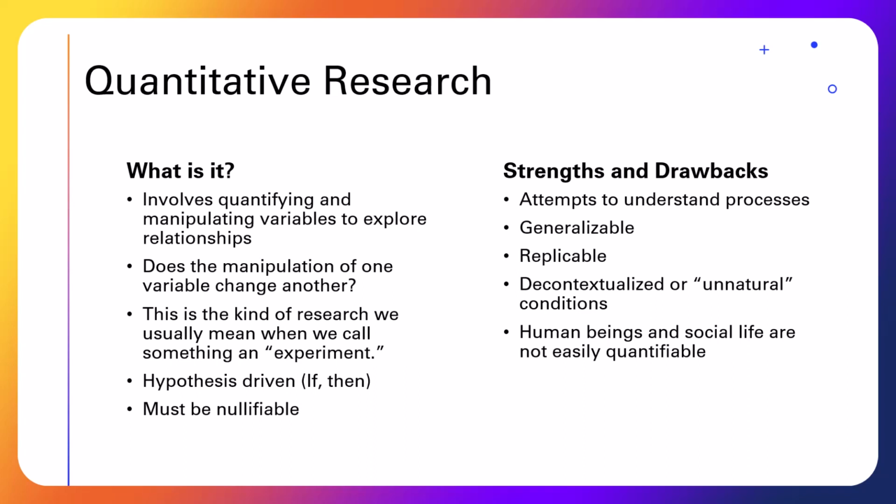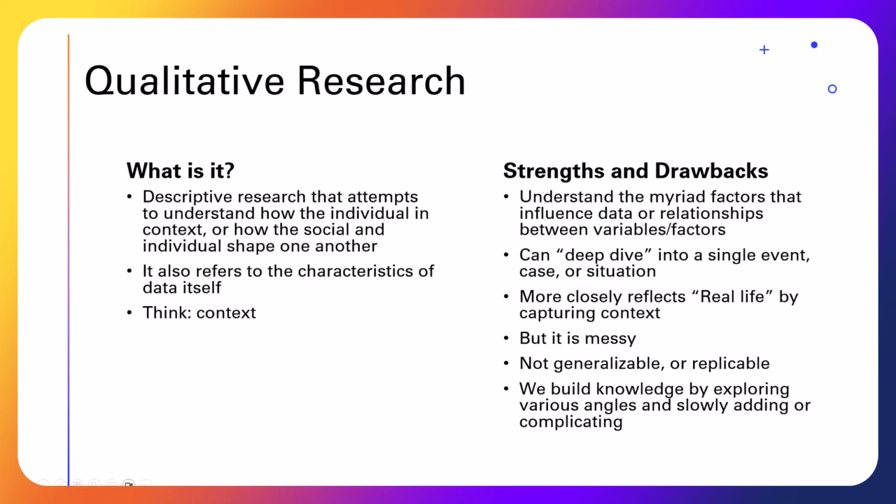One of the drawbacks of quantitative research is that it's not geared toward understanding discrete variables or relationships in a larger context. Context is the heart of qualitative research. Qualitative research is inherently descriptive and delves deeply into specific situations, cases, relationships, etc., in order to understand the way different factors impact relationships. It more closely mirrors the messiness of human lives, but it's not replicable. We accrue knowledge via addition and complication, slowly adding to our understanding by exploring different angles.